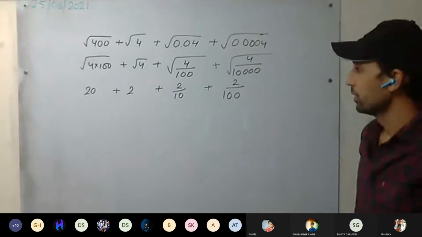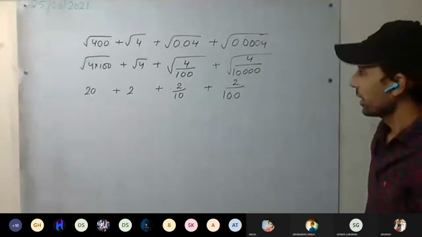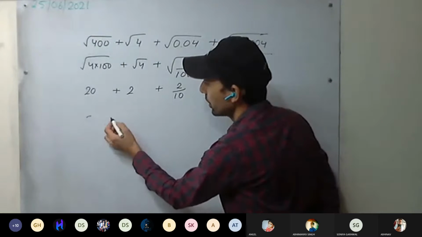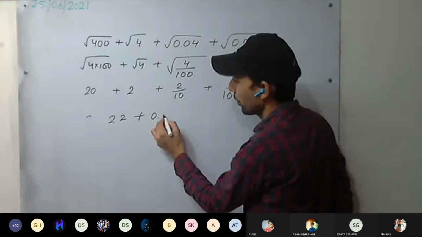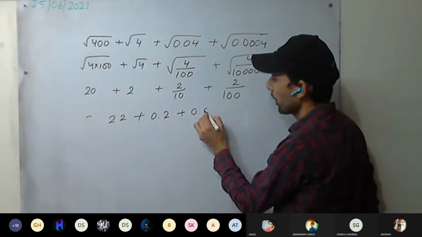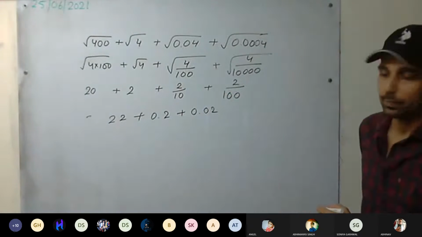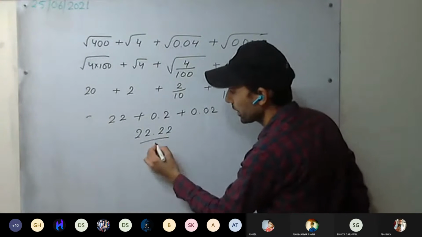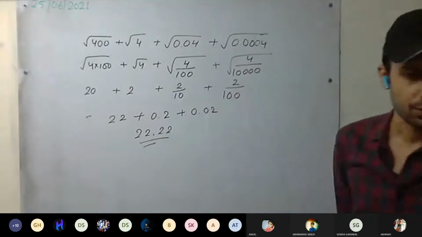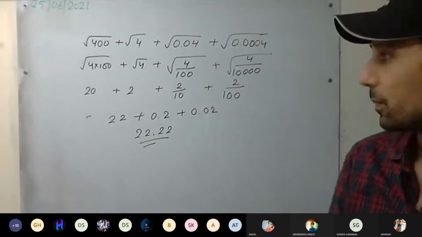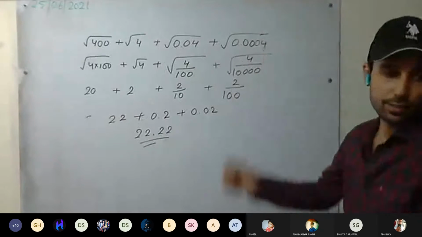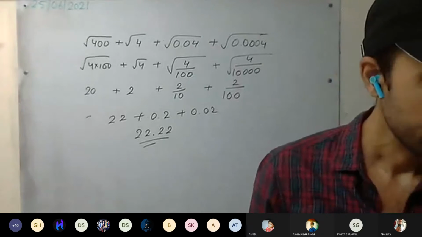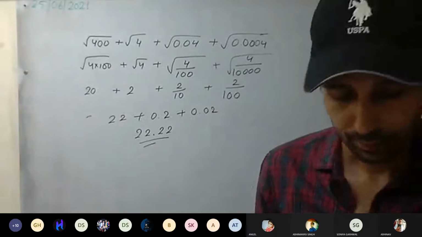Any doubt? Now take the decimals. 20 plus 2 will be 22, plus 0.2, plus 0.02. Add them. You'll get 22.22. Yes or no? This will be the answer. There is one correction, make that correction here. Next one, everyone try in your notebook.